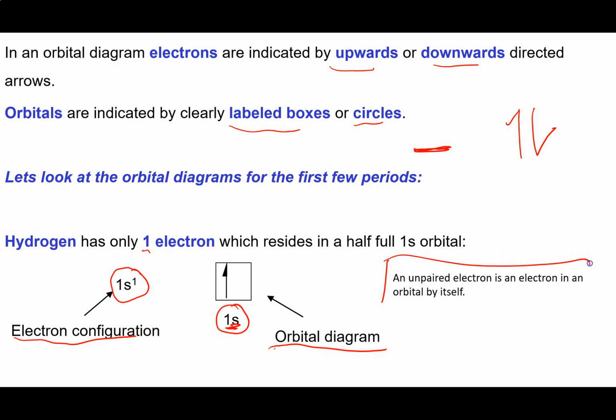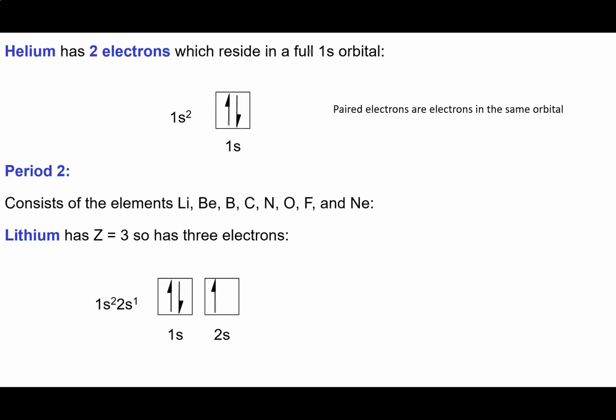One of the terms that we'll have to get used to is that we will be talking about unpaired electrons. An unpaired electron is simply an electron that is in an orbital by itself. It doesn't have a partner. Okay, so moving on to helium.